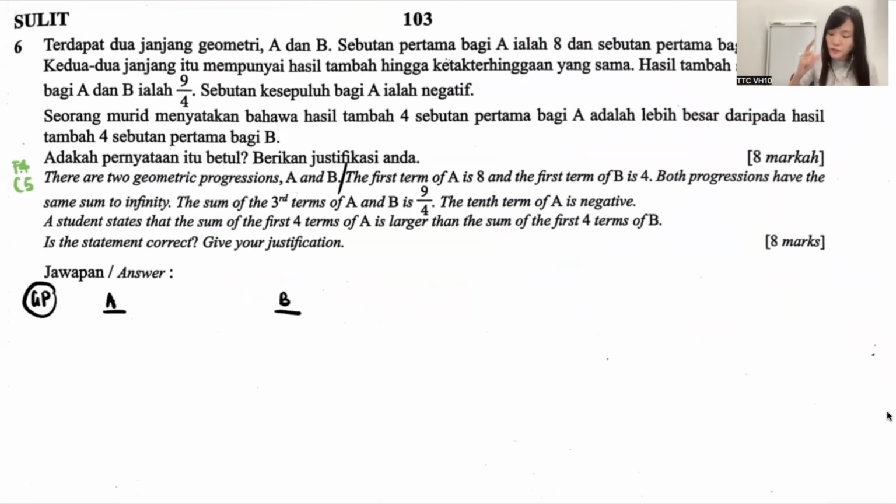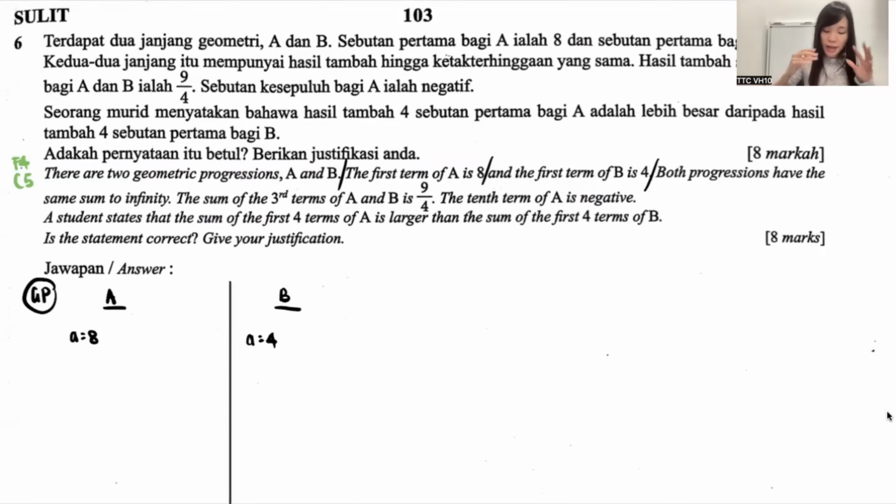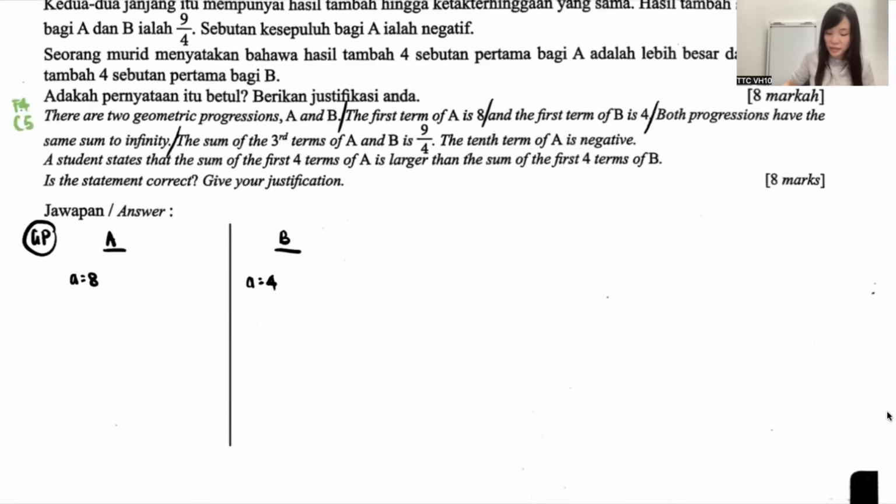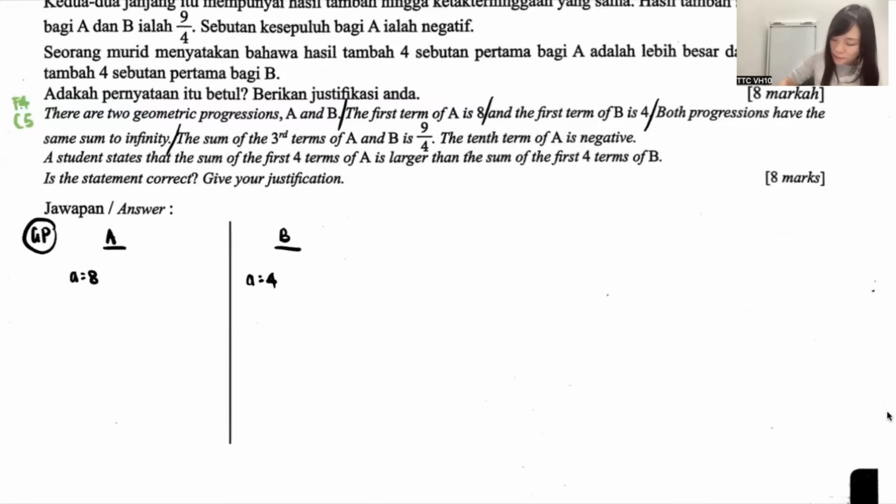Now they say the first term of A is 8. So the first term for A is 8, okay? The first term for B is 4. So the first term for set B is 4. Maybe I should draw a line in between so you won't confuse them. Next, both progressions have the same sum to infinity. So isn't it the sum to infinity for both sides is the same? I write everything I can write. A and B is the same. Quite nice, okay? Understand all?